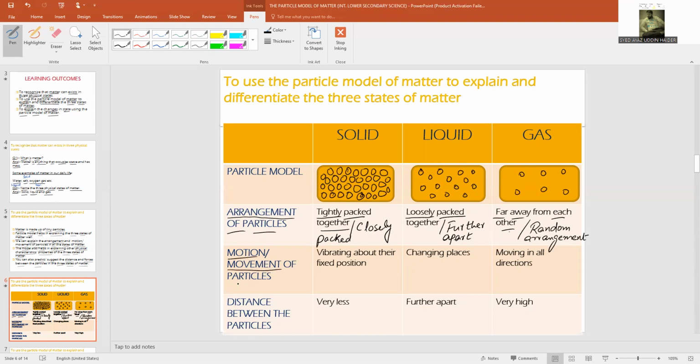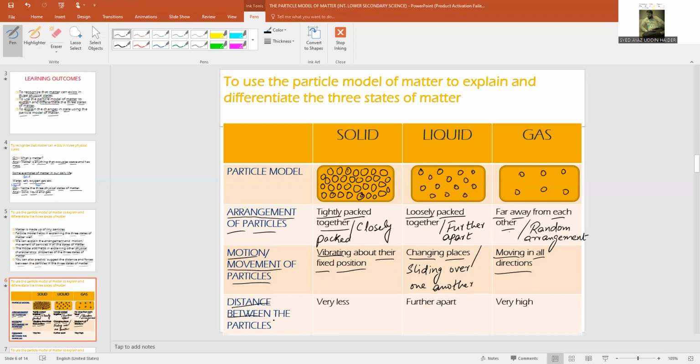Motion or movement of particles. In solids, the particles do move, but they are just vibrating about their fixed position, which means the solid will not move or leave its original place. In case of the liquid, they are changing places, or you can even write sliding over one another. This is the reason why liquids flow. Now gases, they are moving in all directions, they are everywhere, so they can easily flow just like liquids.